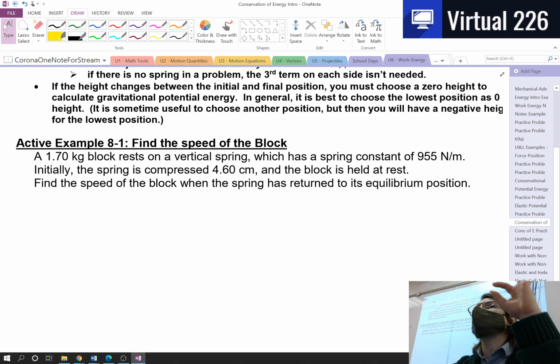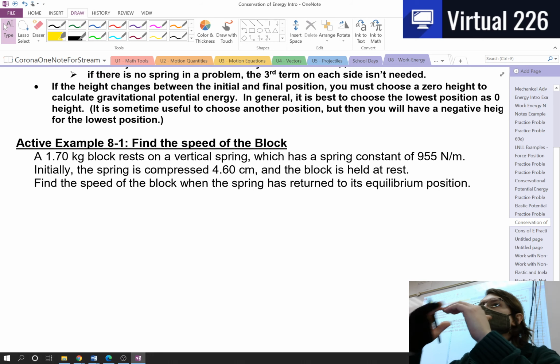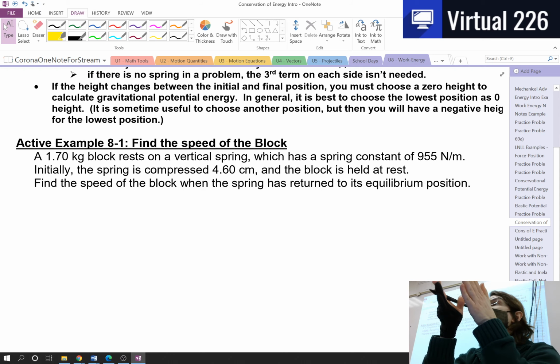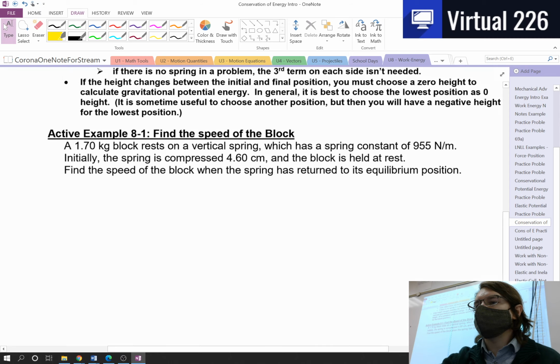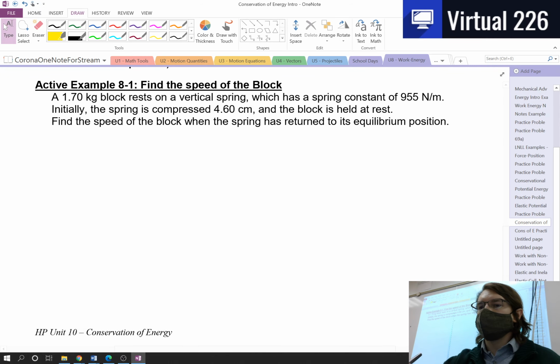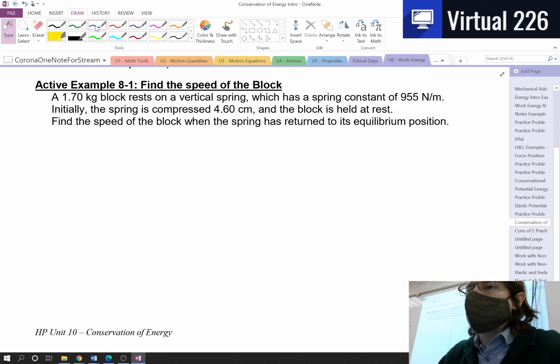What we're going to do here is release this spring. The spring's going to push apart. The block's going to fall due to gravity as well. And we need to figure out what is the speed of the block when the spring has returned to an equilibrium position. So this looks like a lot, but in reality, this is a pretty straightforward thing for us to tackle.